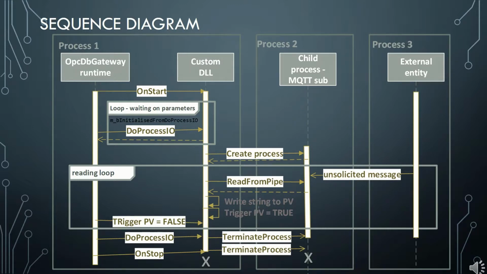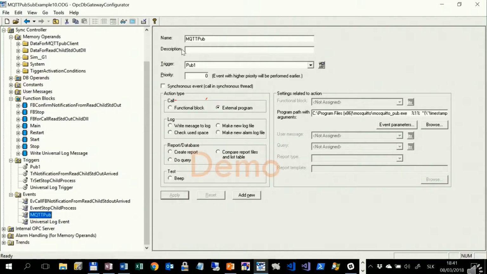Just before the OpcDbGateway runtime stops, the DLL API function on stop provides ending of the DLL thread. Let's see how it is configured and how the two-way MQTT communication application works. The first part of the application is basically the same as the application for sending messages to the MQTT broker.